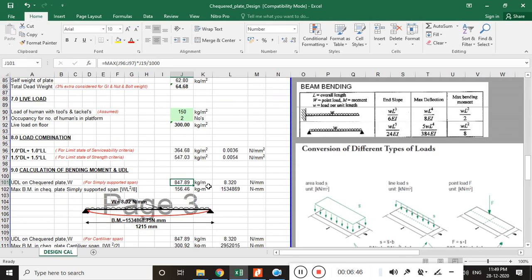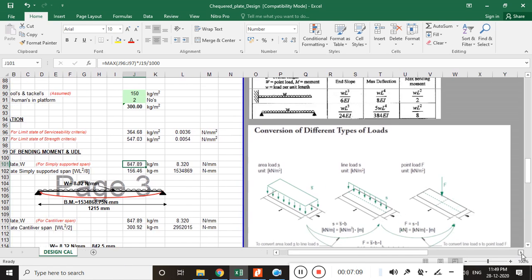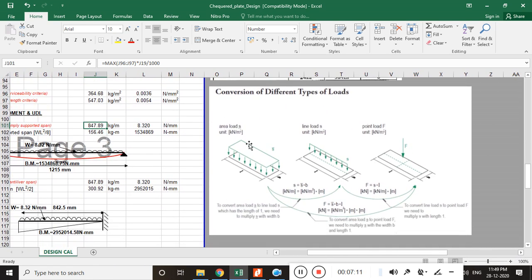That UDL has a unit of kilonewton, or sorry, kg per meter square. So sorry, kg per meter. So I multiply by the width so that the load is distributed along the length. If you find it difficult, there is a simple conversion screenshot I have attached in this Excel, in which there is an area load, that is kg per meter square.